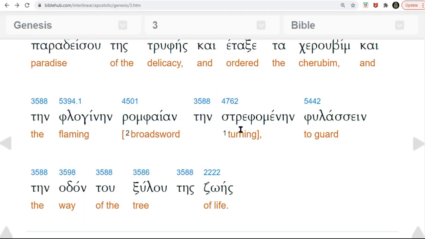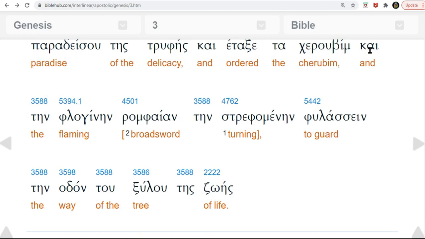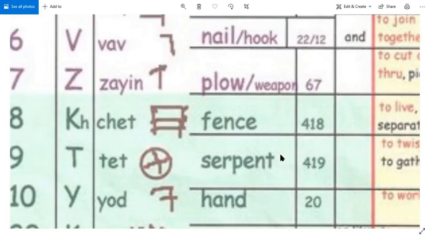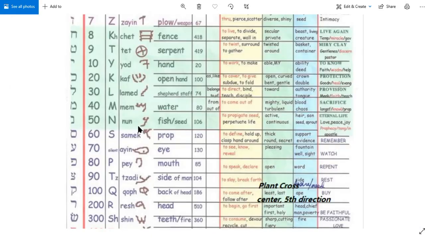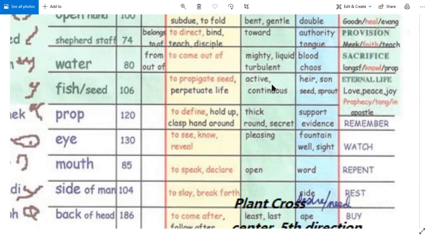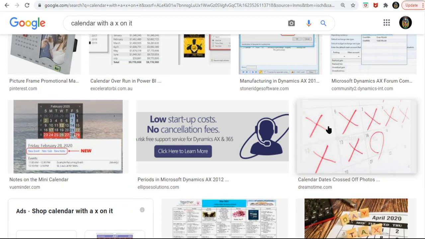And then Strophimenon, the cherubim in the flaming broadswords turning, and this then meant the same thing then as it does now. In the ancient language, the T, to mark, and then the chet, the H, to divide, and then the N is the cycle. And you don't see it here, but you see it in the Egyptian language, where the N is just drawn as the cycles of water. And it's to mark the cycle.